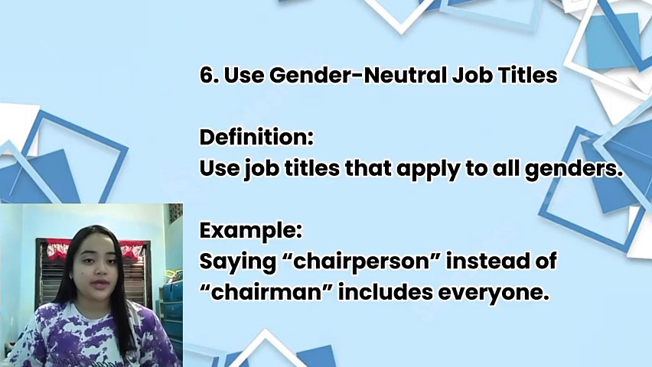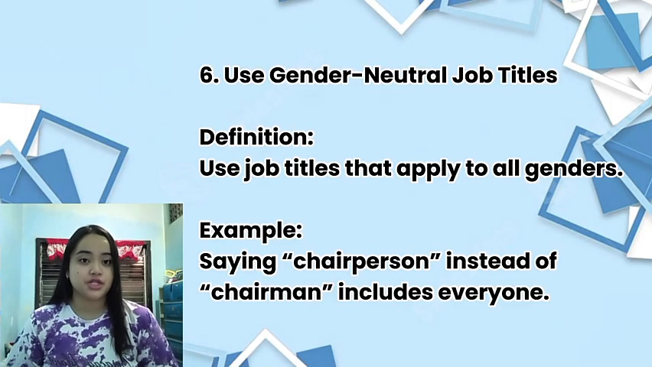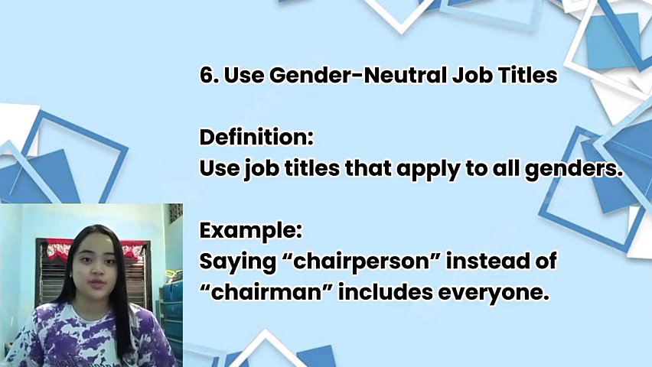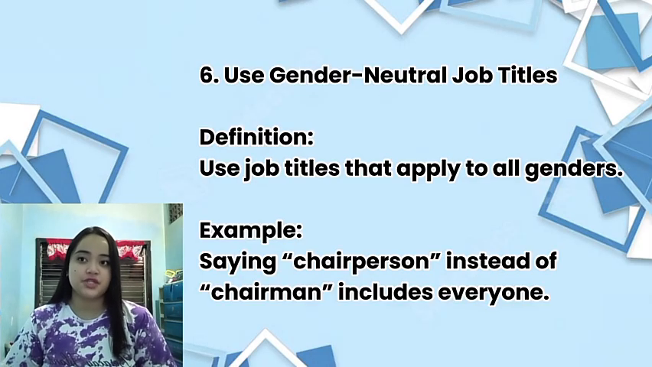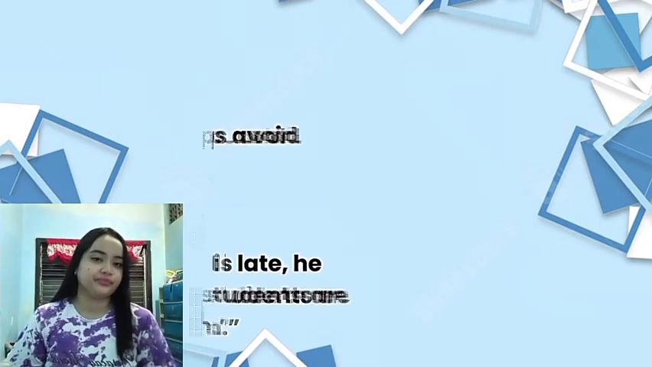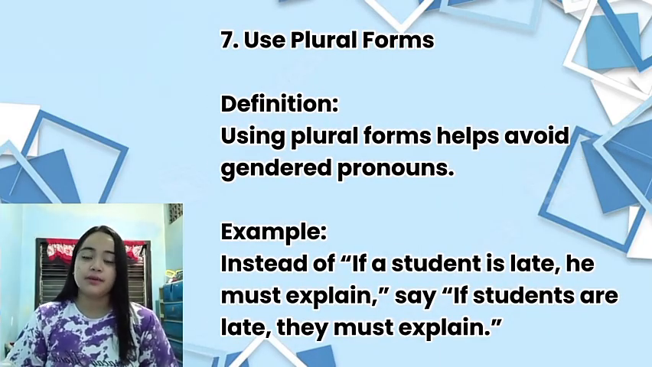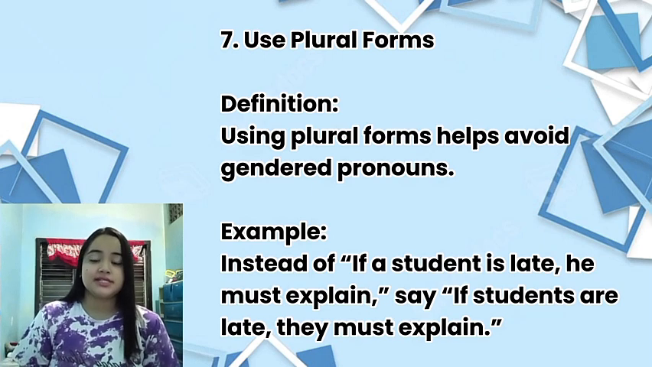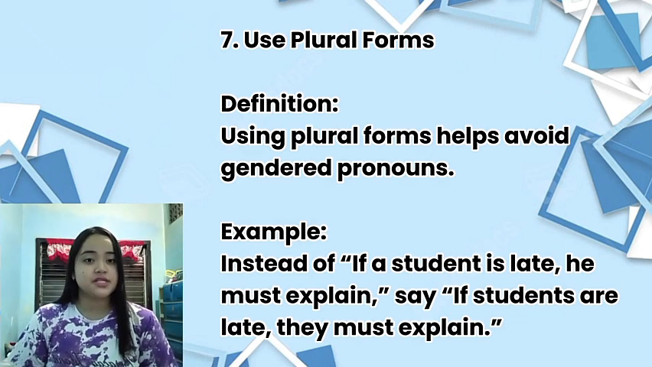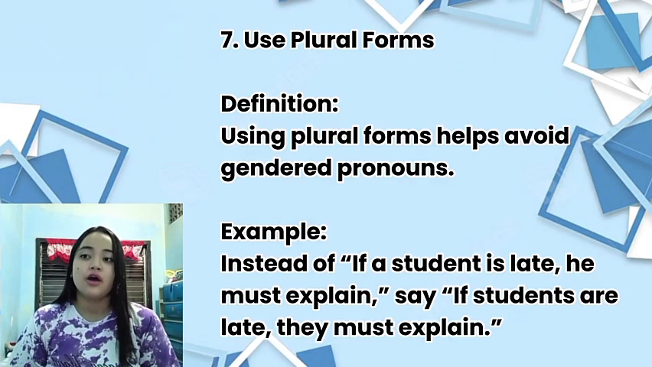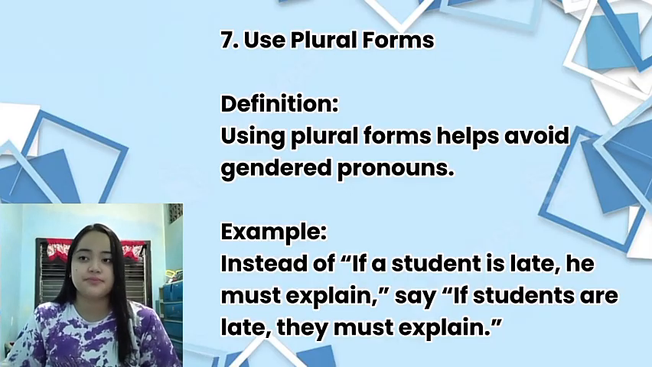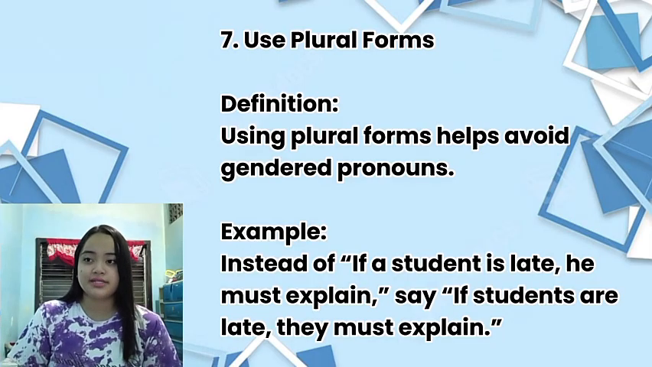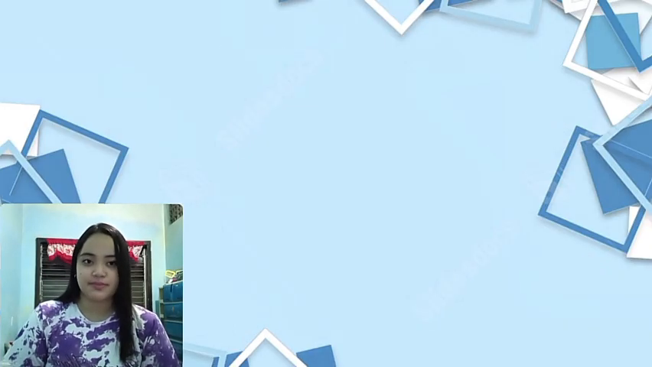For number 6, we have use gender neutral job titles. This means that we should use job titles that apply to all genders. For example, saying chairperson instead of chairman includes everyone. For number 7, use plural forms. This means that using plural forms helps avoid gendered pronouns. For example, instead of saying, a student is late, he must explain, say, if students are late, they must explain.